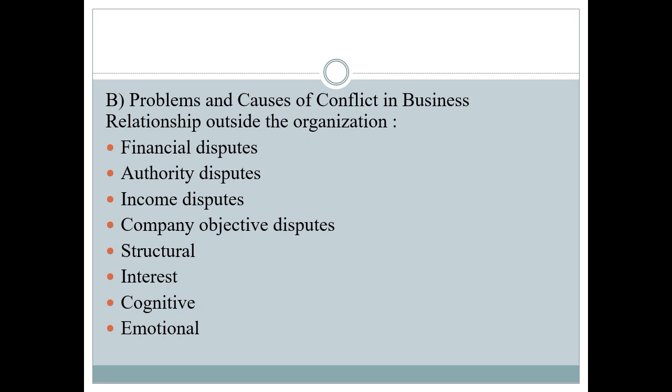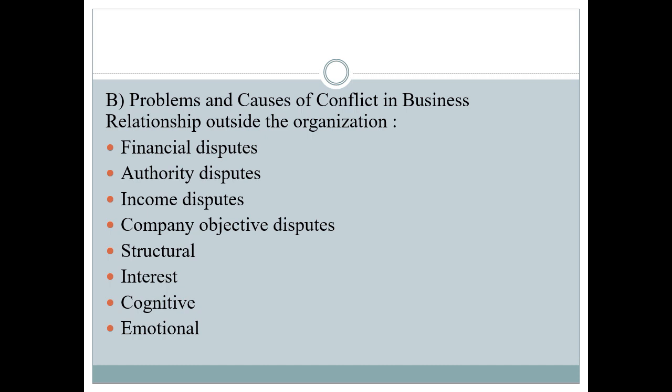Now you might think that the business partner with whom you are running your business is not properly going through those objectives. They are not caring about the objectives of your organization. They are misutilizing your organization's resources. What will you be doing? Yes, surely you will enter into dispute, right? Then structural.